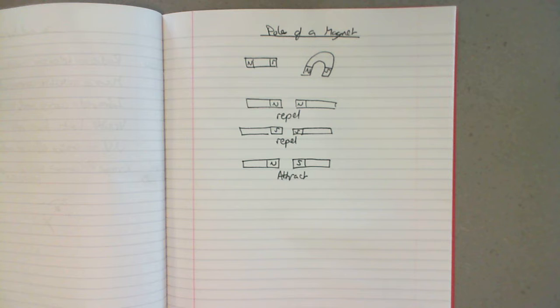Attraction and repulsion are non-contact forces. Magnets and magnetic poles do not need to be touching for them to experience a force, so it's a non-contact force.